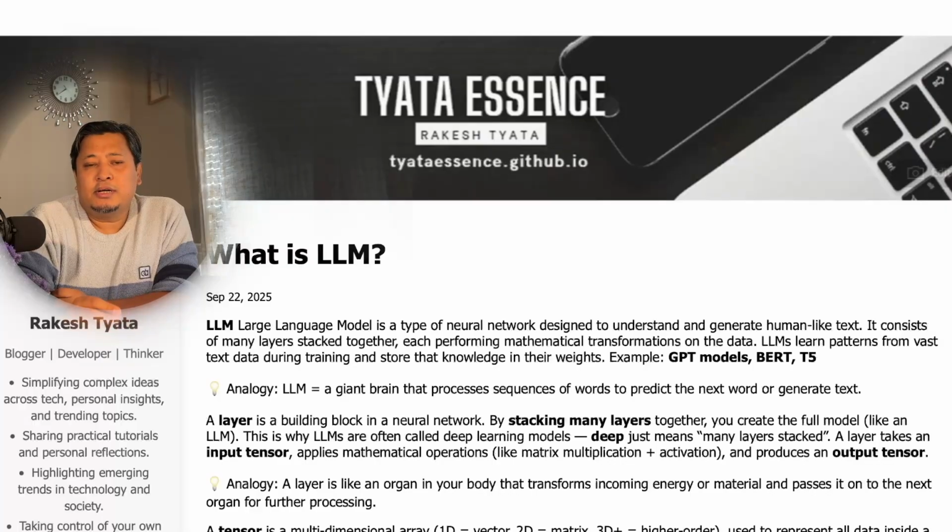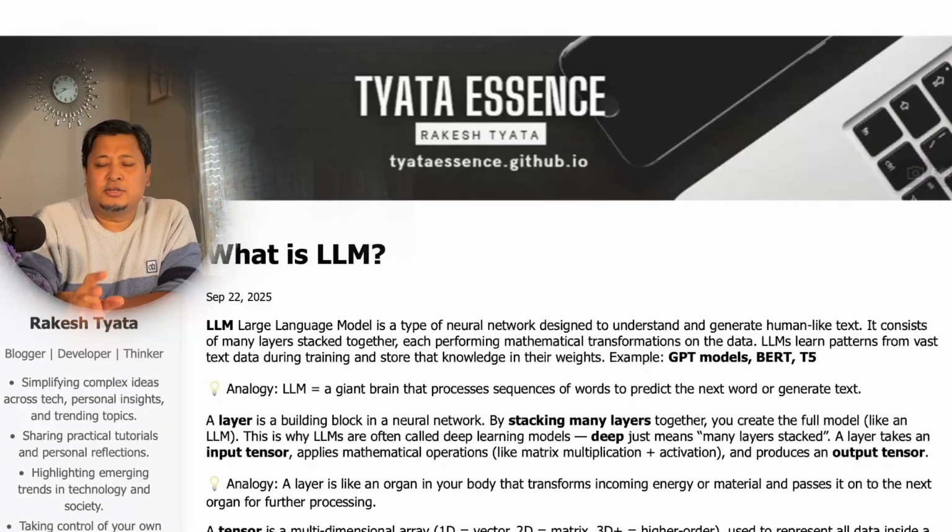So GPT is the Generative Pre-trained Transformer from ChatGPT. BERT is the Bidirectional Encoder Representations from Transformers, from Google. Another one is the Text-to-Text Transfer Transformer, from Google again. And Llama is from Facebook. So we can compare a large language model to a human brain, which is able to process input data, text, and then generate the output data, response text.